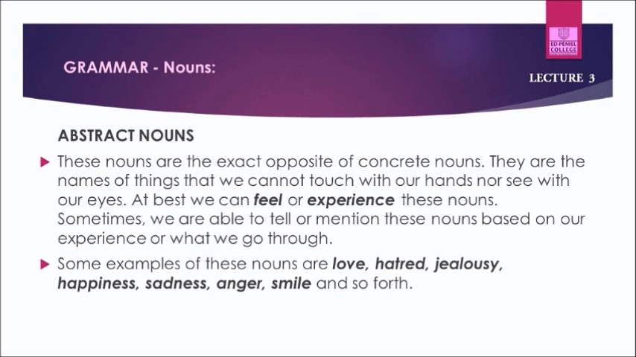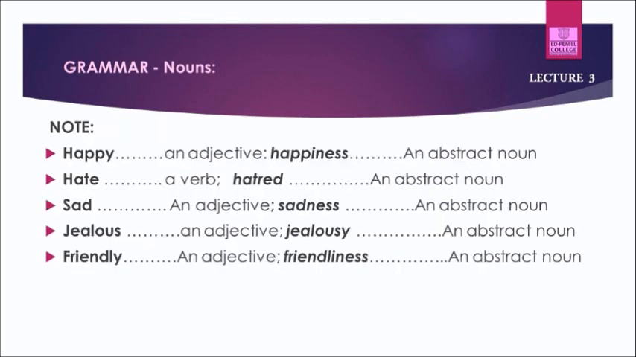What you experience, what you feel, what you go through is able to tell you whether somebody loves or hates you, or whatever. So take note that the names of things that we cannot touch or see with our eyes are what we call abstract nouns. Some examples are love, hatred, jealousy, happiness, sadness, anger, smile, and so forth.